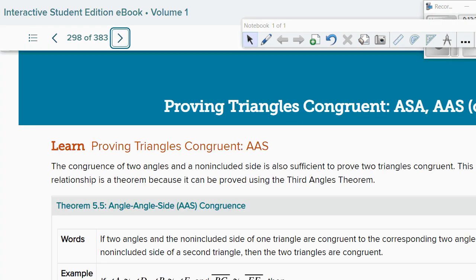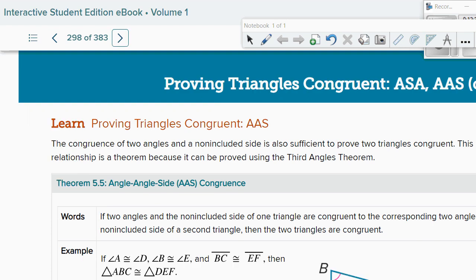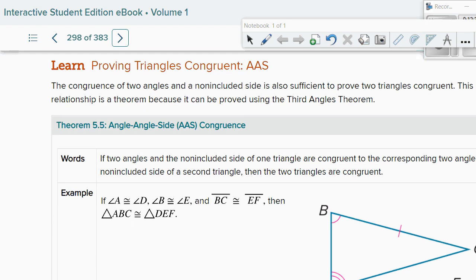All right, if you go ahead here and highlight this Theorem 5.5, angle, angle, side.